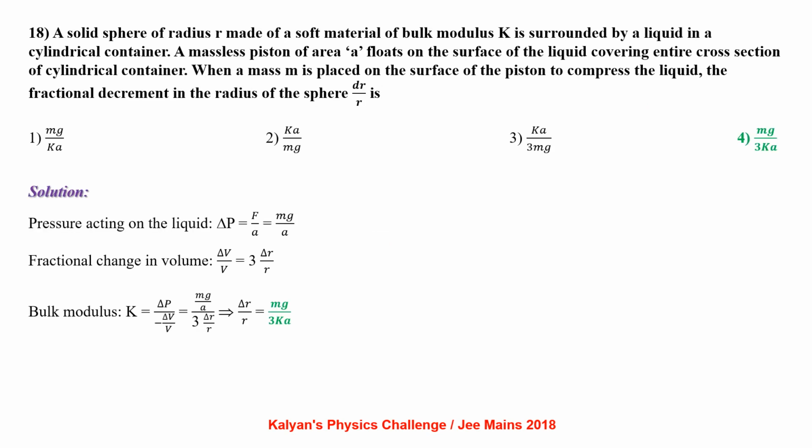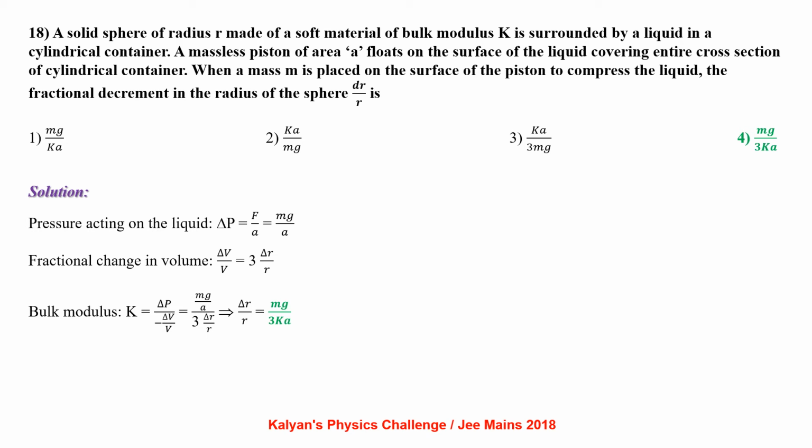A solid sphere of radius r made up of a soft material of bulk modulus K is surrounded by a liquid in a cylindrical container. A massless piston of area A floats on the surface of the liquid, covering the entire cross section of the cylindrical container. When a mass m is placed on the surface of the piston to compress the liquid, the fractional decrement in the radius of the sphere is? Pressure acting on the liquid delta P equals F by A, that is mg by A.